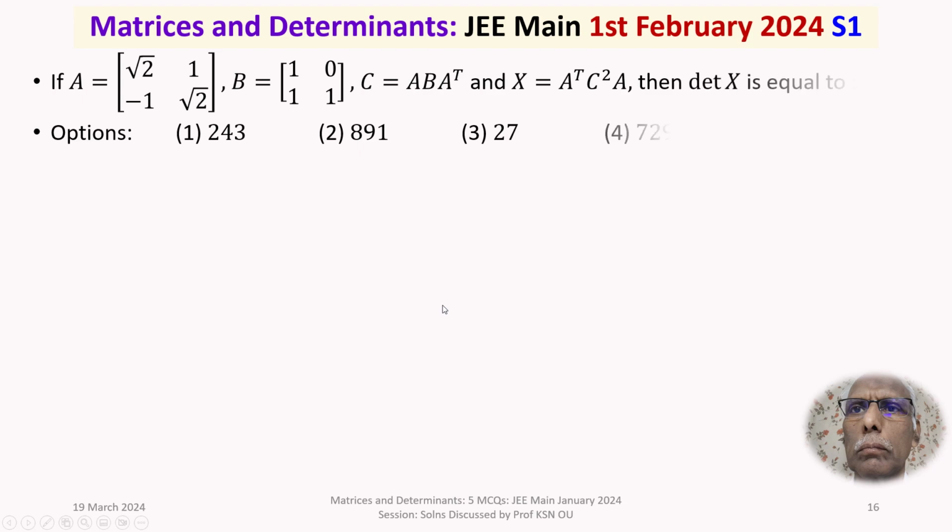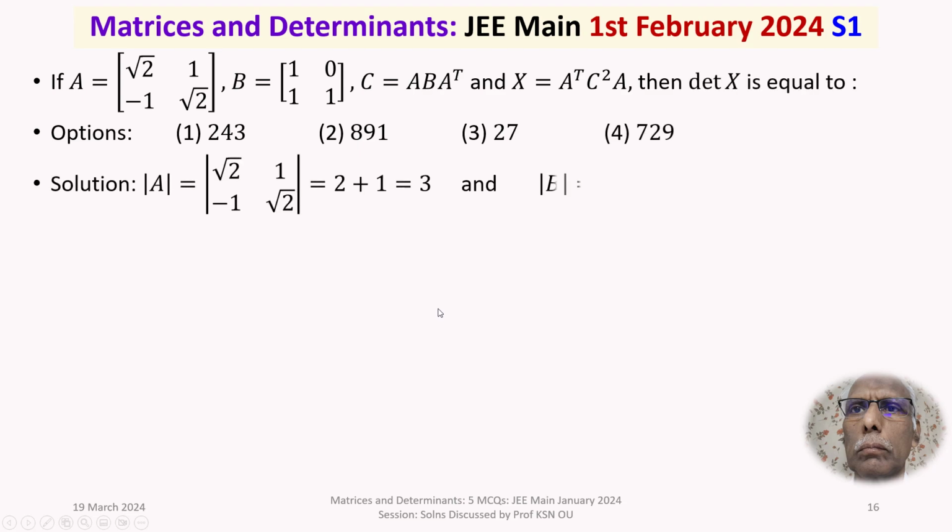Right. Let's now discuss the solution of the problem in detail. First, let's compute determinant of A. Determinant of A is the 2 by 2 determinant, first row root 2 1, minus 1 root 2. AD minus BC, that is equal to root 2 into root 2, 2, minus of minus 1 into 1, that is plus 1, that is 3. And determinant of B is equal to determinant of 1 0 1 1, and this is 1.